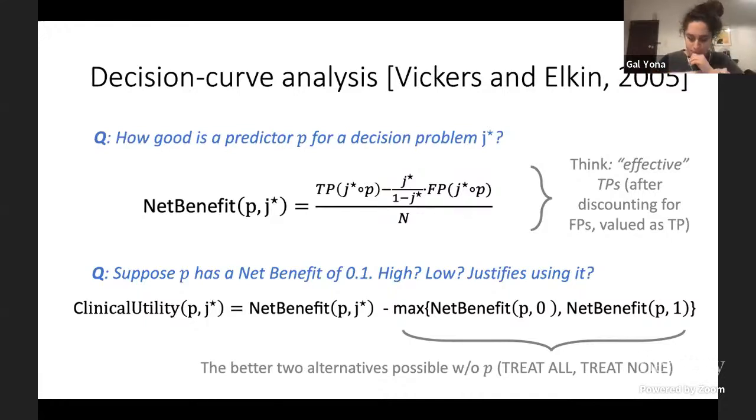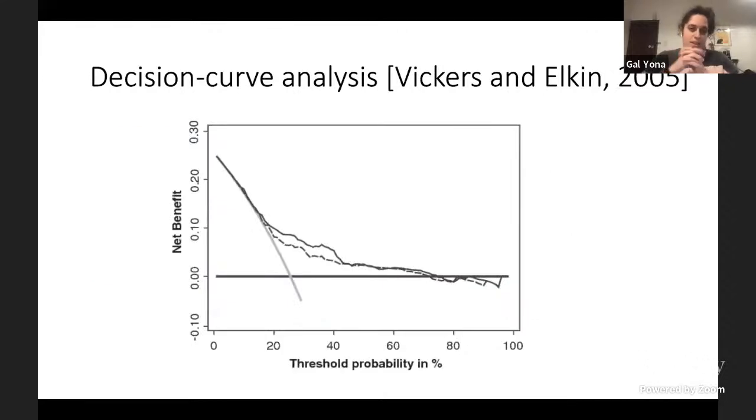And if this quantity is positive, then it's a measure of utility, basically. Okay, good. And I think one of the reasons why this approach has become really popular in this area of clinical decision making is that it lends itself to very simple and intuitive plots or graphs. So this is what a decision curve looks like. On the x-axis we have J star, the different thresholds that represent, as I've mentioned, different binary decision problems.